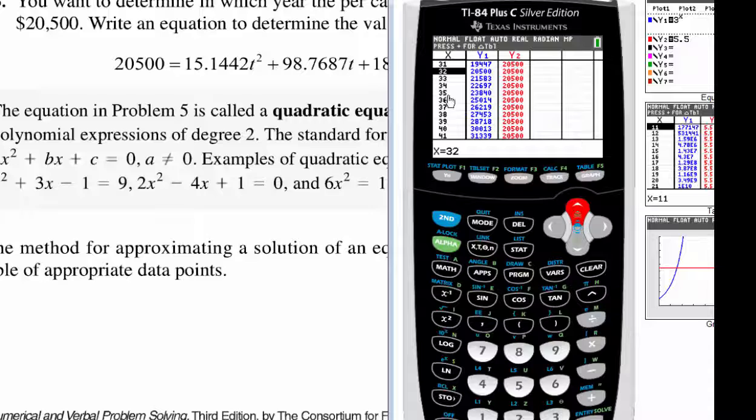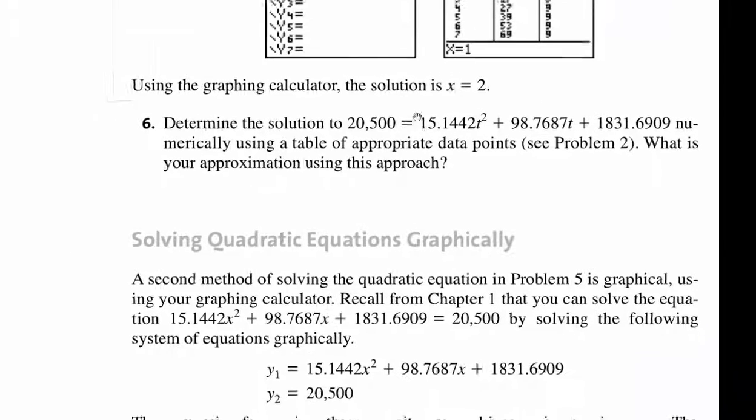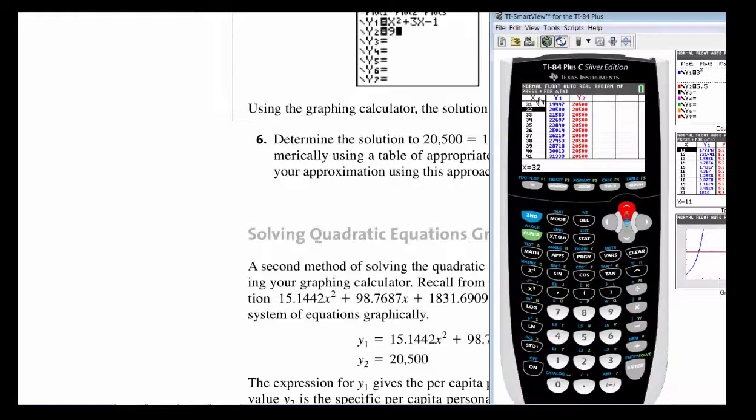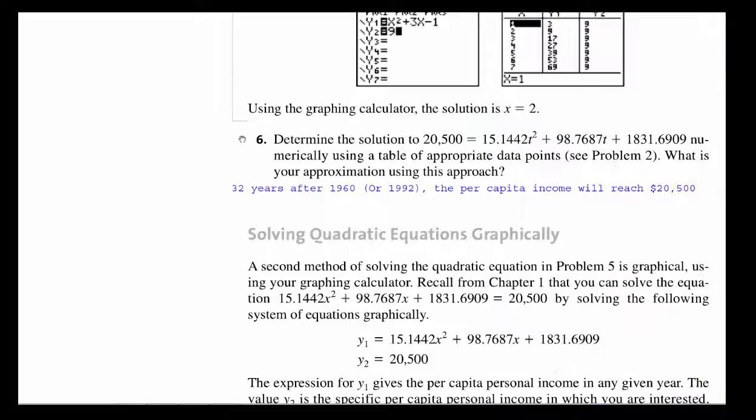So in what year will the income reach 20,500? It looks like 32 years after 1960. So that's going to be our answer for question number 6. What is your approximation using this approach? Using a table. Again, it looks like in year 32, or 32 years after 1960. So here's my answer for number 6.